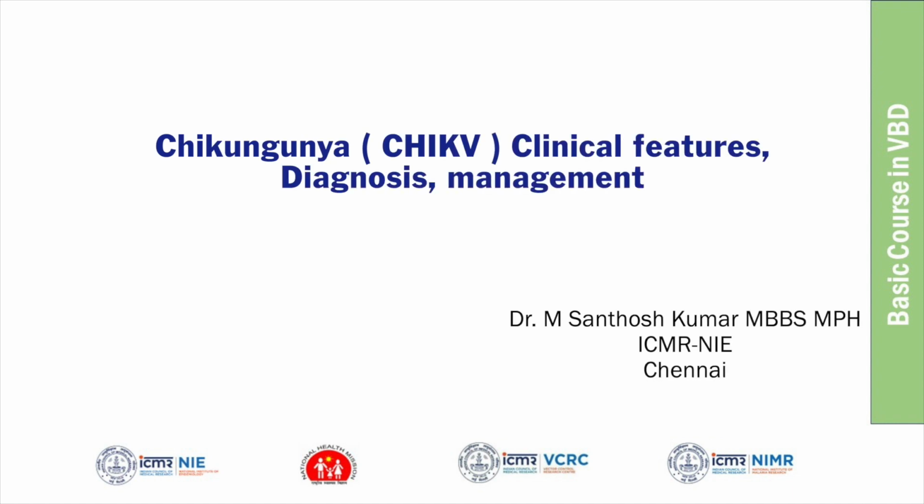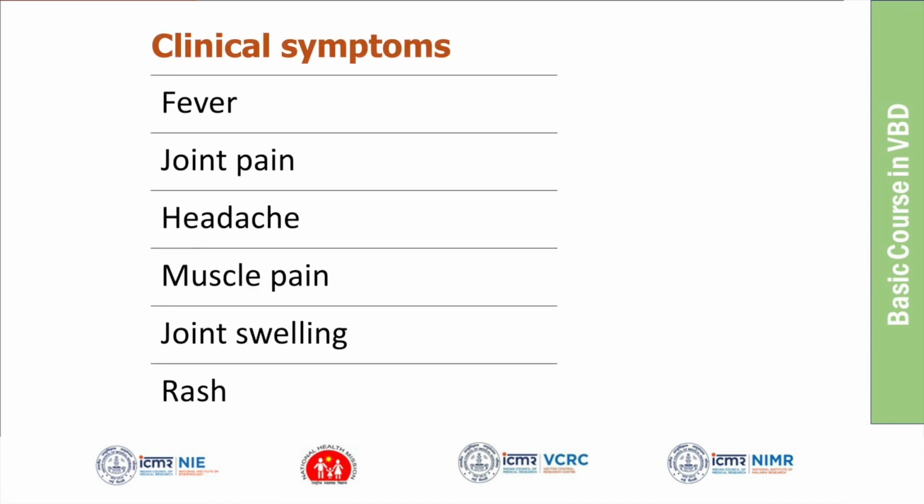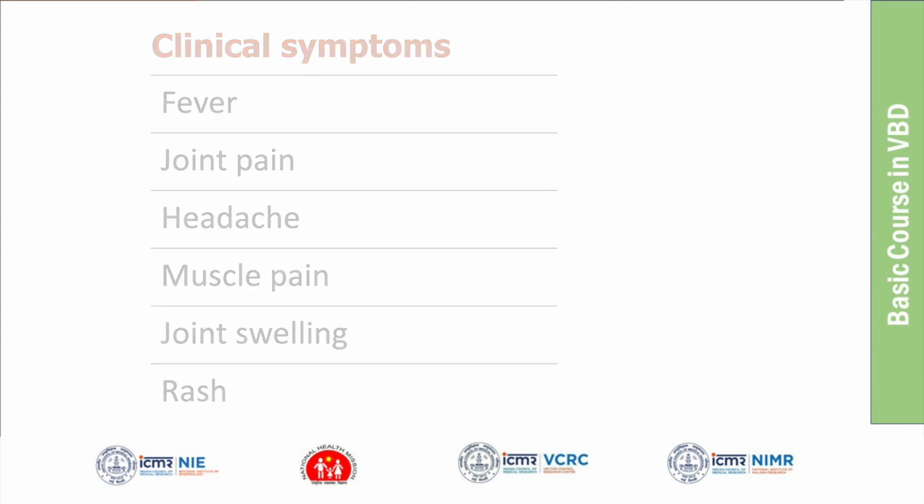So in the second part of the presentation, we will discuss chikungunya: clinical features, diagnosis, and treatment. The common symptoms of chikungunya, as we discussed earlier, are fever, joint pain, headache, muscle pain, joint swelling, and rash. As Chandan raised, these symptoms can also occur in dengue.